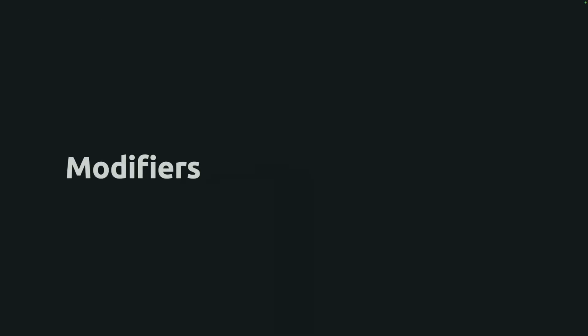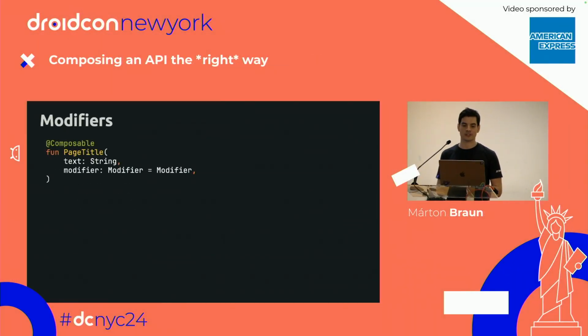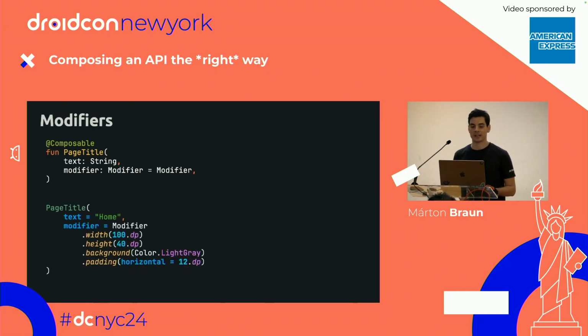This brings us to one of my favorite parts of Compose parameters, which is modifiers. Modifiers are a great way to allow a lot of complex customization with just a single parameter. By just adding a modifier parameter to our composable, we can receive all kinds of customization for sizing, for coloring, for layout, for accessibility, for event handling, and so on, right? So this is very convenient.